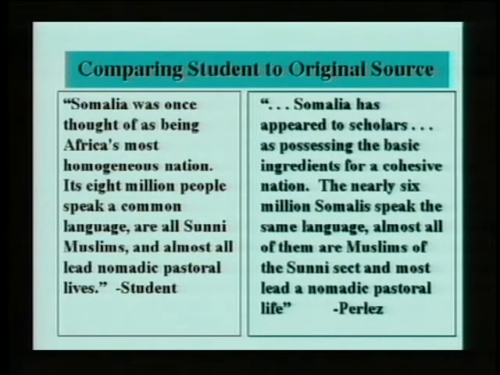Somalia was once thought of as being Africa's most homogeneous nation. Its 8 million people speak a common language, are all Sunni Muslims, and almost all lead nomadic pastoral lives.